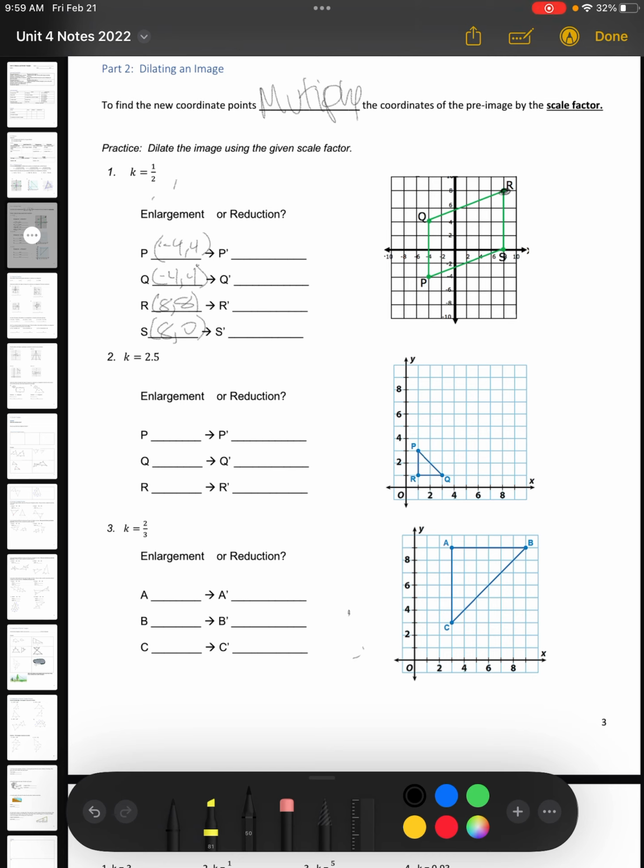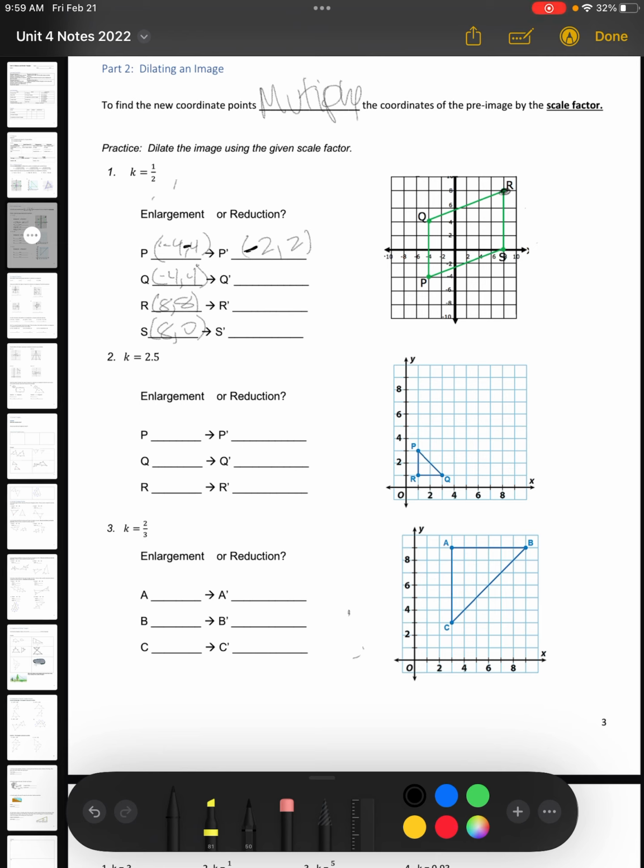Now we're going to take each of these points and we're going to multiply them by the scale factor. So what that looks like is I'm taking P, I have -4 and +4, and I'm multiplying those by 1/2. That gives me -2, +2. And I'm going to go through and do that for every set of points. So now I'm taking the value for Q. Sorry, I wrote one of those wrong. Back here, P should be -4, -4.